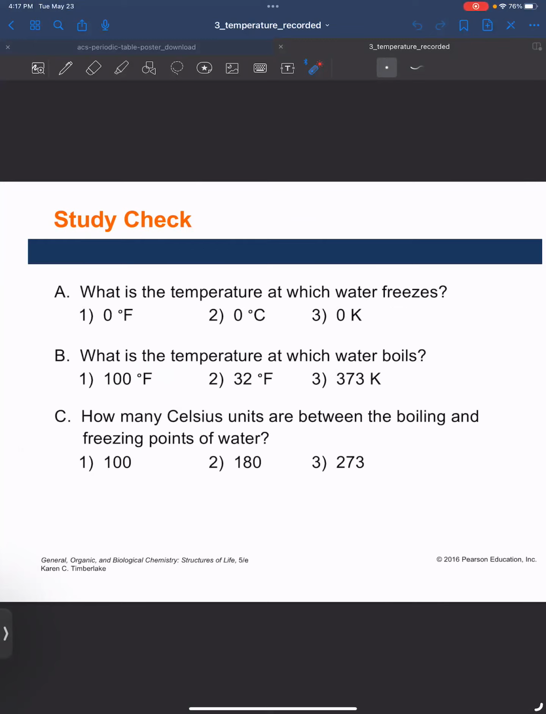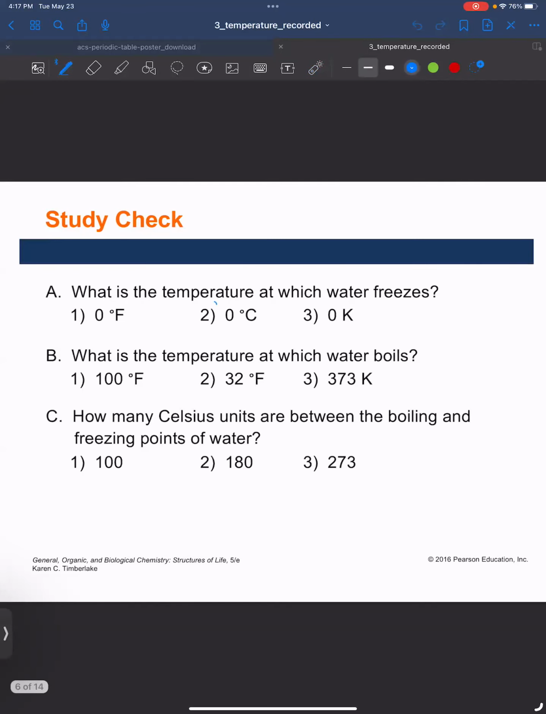All right, what is the temperature at which water freezes? Is it 0 degrees Fahrenheit, 0 degrees Celsius, or 0 Kelvin? Good, hopefully you said 0 degrees Celsius.